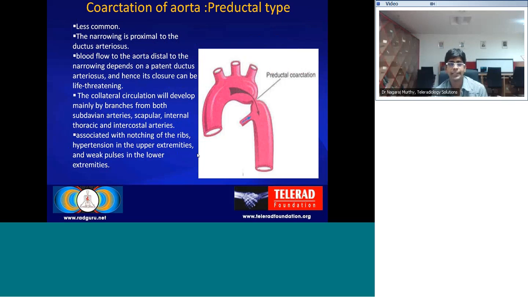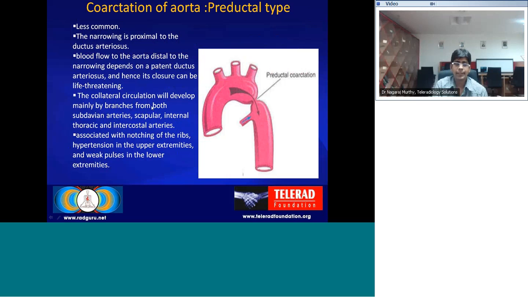Next is the coarctation of aorta. There are two types, preductal and postductal. In the preductal type, the coarctation is proximal to the ductus arteriosus. This is less common. Blood flow to the aorta distal to the narrowing depends on the patency of the ductus arteriosus, and hence its closure can be life-threatening.